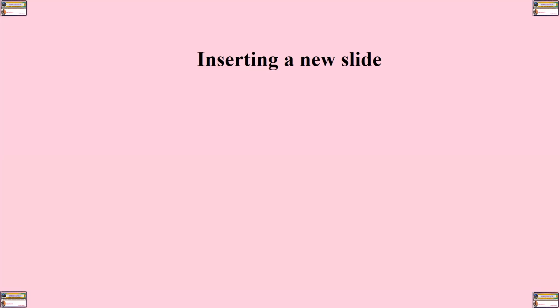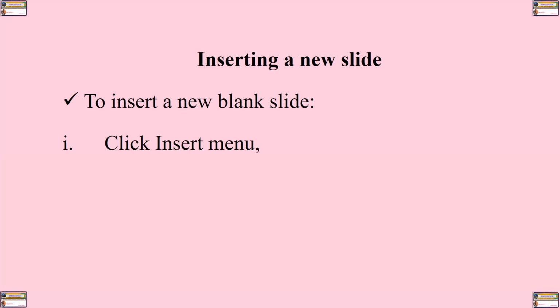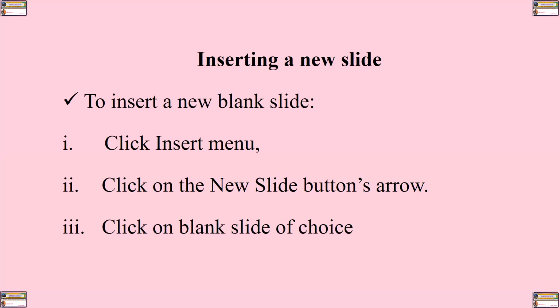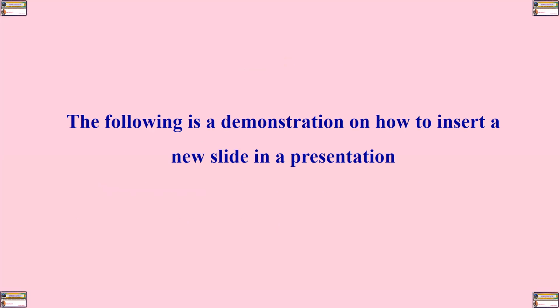So the next activity that we are going to learn how to perform is how to insert a new slide. To insert a new slide, or what we call a new blank slide in your presentation, you click on Insert menu, and then you click on the New Slide button's arrow, from where you can then click on Blank Slide of your choice. The following is a demonstration on how we can insert a new slide in our presentation.